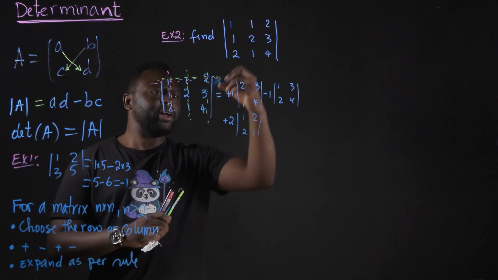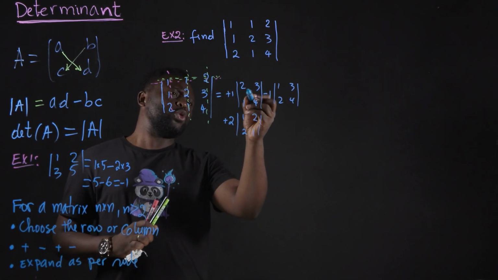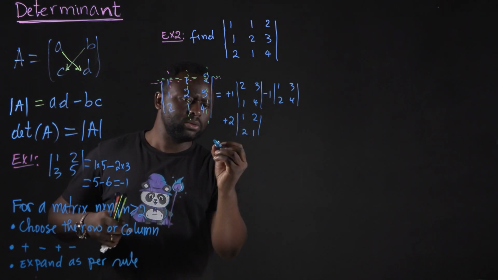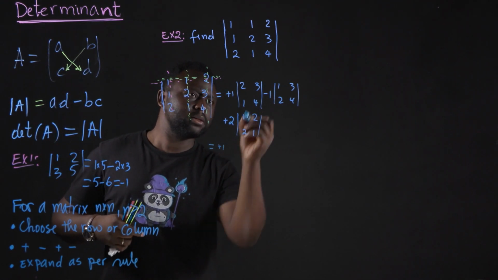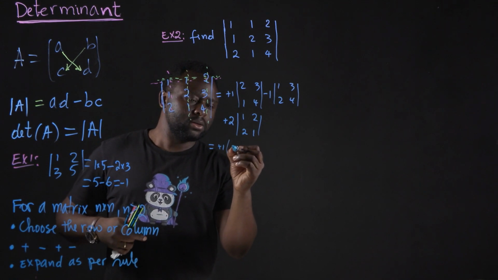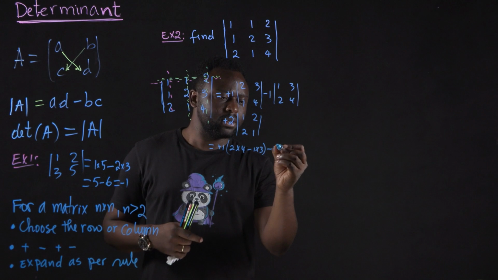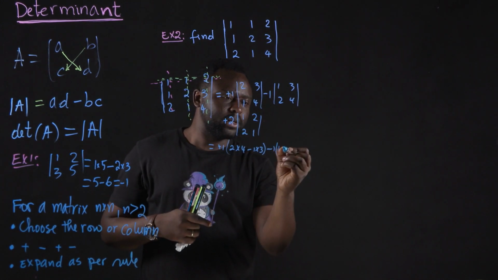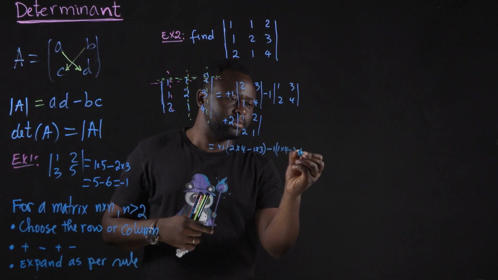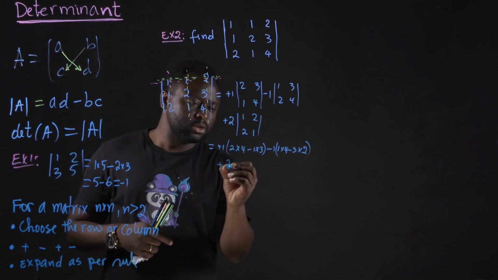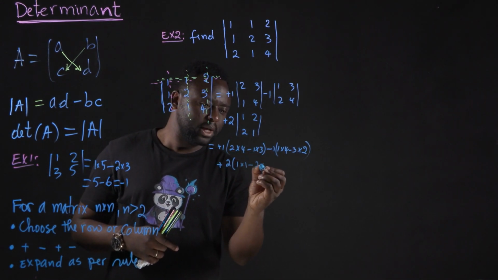So I want to find this. This is a 2 by 2, right? And it's very simple. We just have to apply this rule. 2 by 2, this is plus 1, multiply 2 times 4 minus 1 times 3, minus 1, bracket 1 times 4 minus 3 times 2. And we continue with the last one. This is 2 times 1 minus 2 times 2.